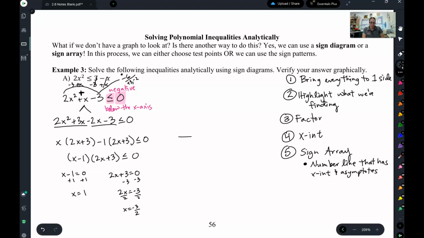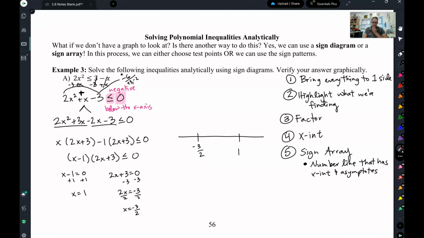So I'm going to make a number line here, and this number line has my x-intercepts and my asymptotes, even though I don't have any of those. Notice that I put my x-intercepts from least to greatest, just like a number line would be. So there we go. Step 1 of our sign array, we have our number line that has our x-intercepts on it.